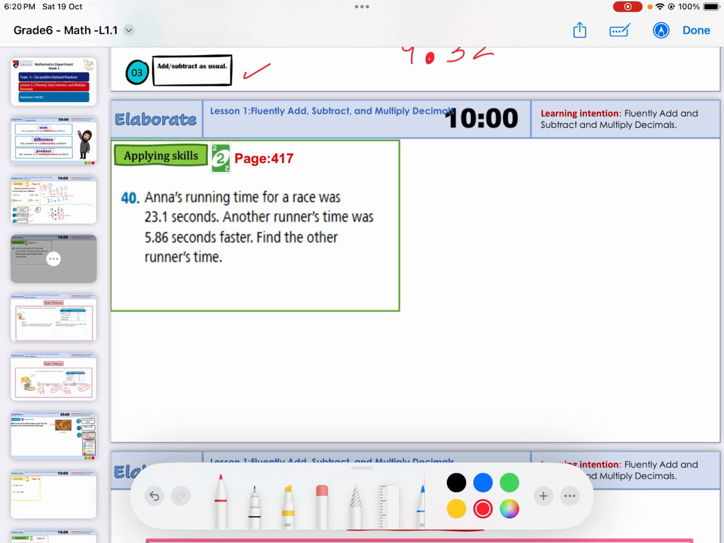So starting with: Anna's running time for a race was 23.1 seconds. Start with circle. You find a number, circle it. Okay, guys? So circle the numbers that you have. Another runner's time was 5.86 seconds. Okay, and here I have a clue. I'm going to box it: faster. The word faster. So this is what they're asking you to find. Underline what you need to find, which is the other runner's time.